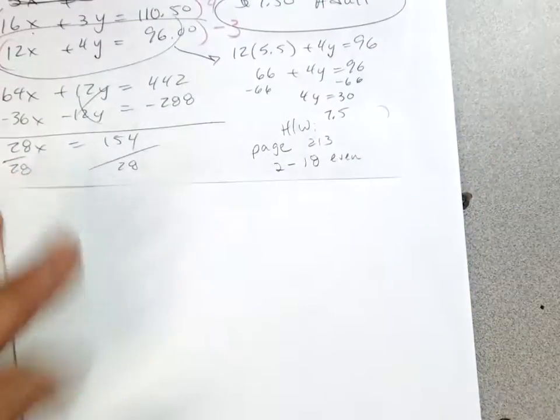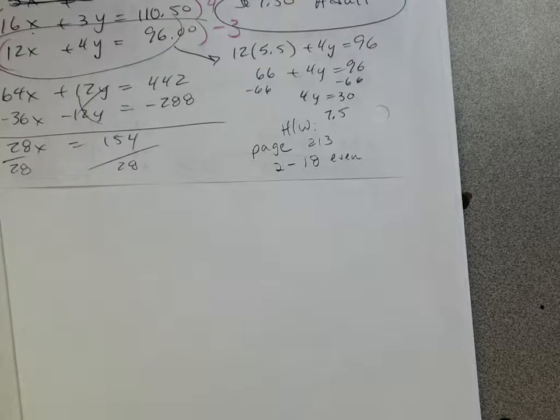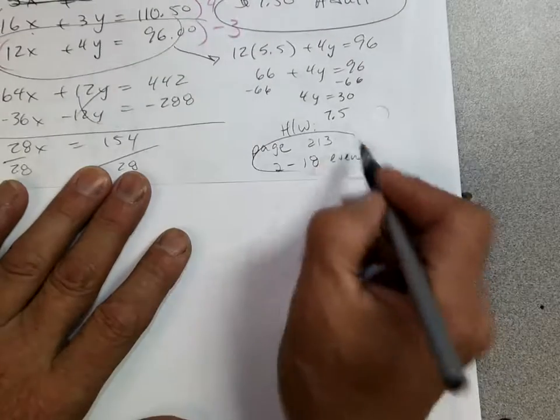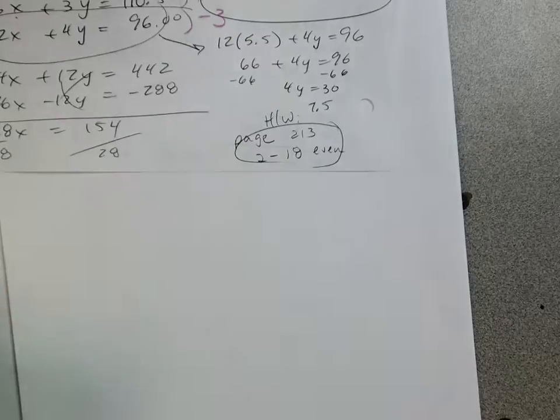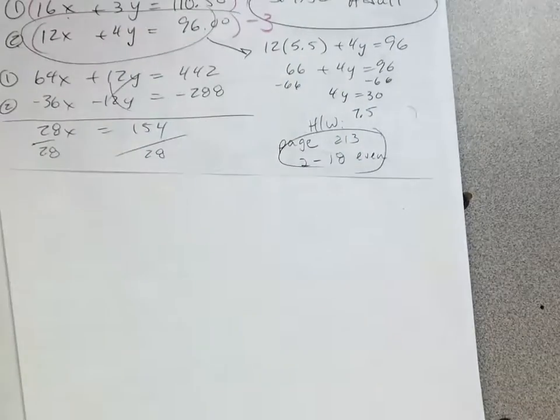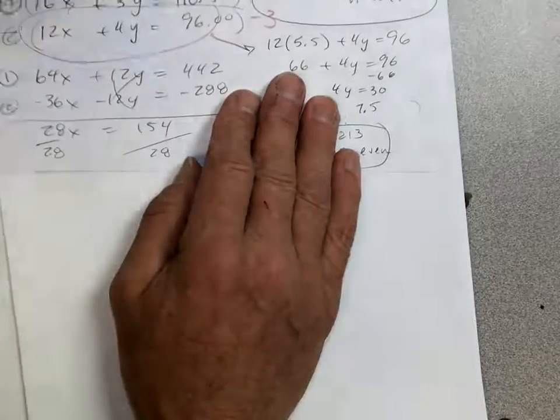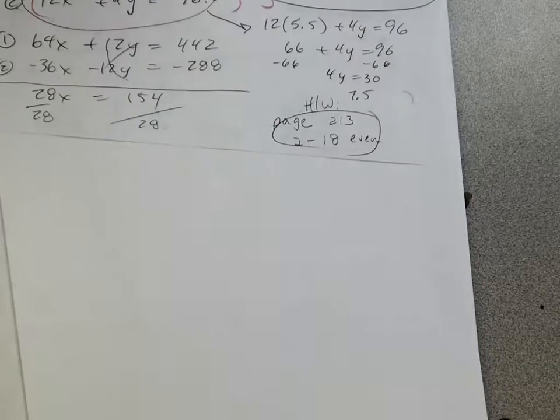Got it. Boom. Okay. No, Emma, we can do a little homework. It's only 9 problems. We'll be okay. We got lots of time. Okay, so 9 problems. That's all we got to do. We're going to do 2 to 18 even, and then we'll work on our egg drop. Okay.